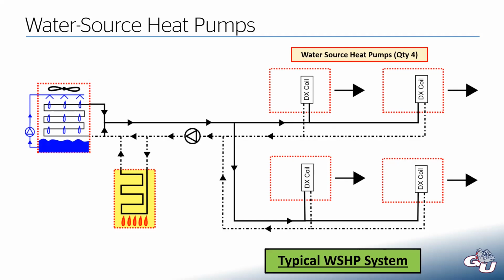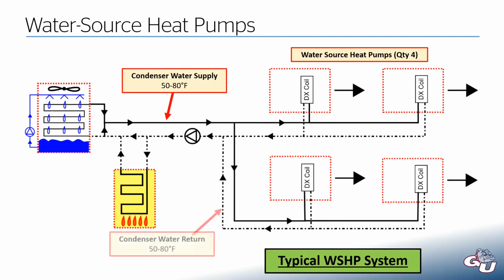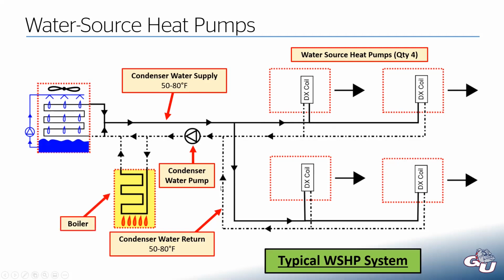But anyway, so we have our heat pumps here on the right side. We have our condenser water supply, which we're sending out into all of our heat pumps with our solid black lines here. It goes into each heat pump's DX refrigerant coil, and then it's going to come back as condenser water return. We have our condenser water pump that's going to make sure the water's flowing through the system. And then we have a boiler.